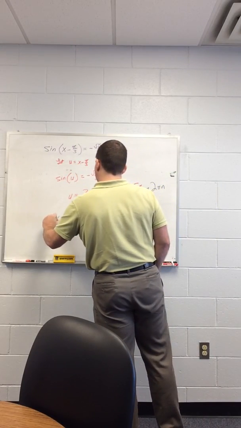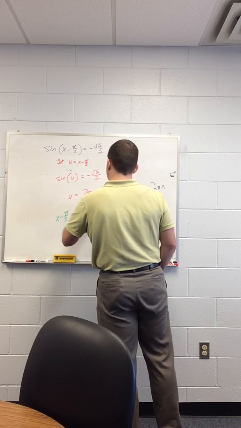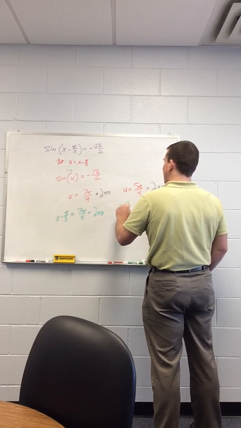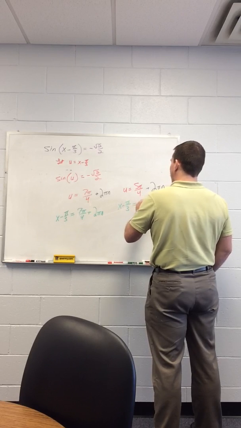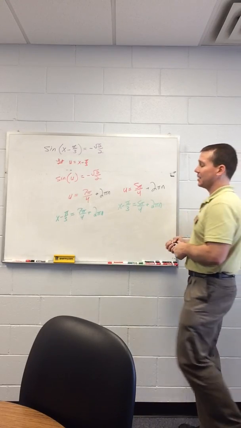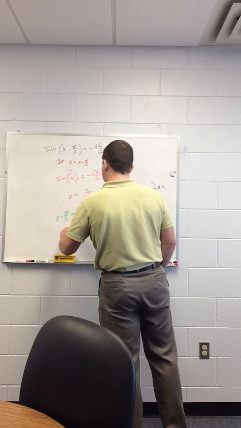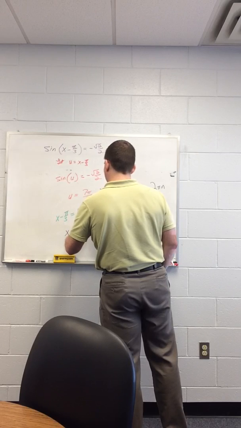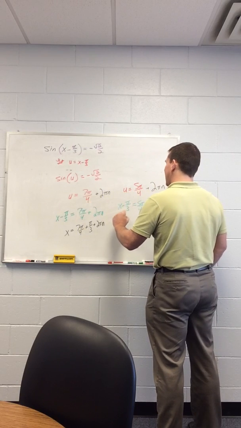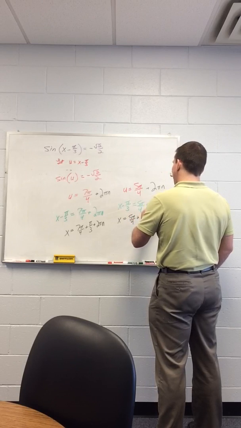u is x minus pi over 3, so I get x minus pi over 3 equals 7 pi over 4 plus 2 pi n. Here, x minus pi over 3 equals 5 pi over 4 plus 2 pi n. And now to get my answer, just add pi over 3 to both sides. This is going to be rather messy, so it's x equals 7 pi over 4 plus pi over 3 plus 2 pi n. Here we get x equals 5 pi over 4 plus pi over 3 plus 2 pi n.